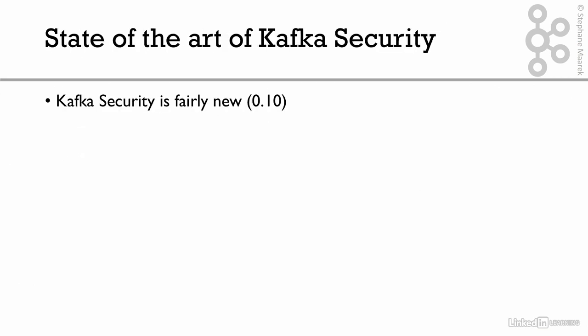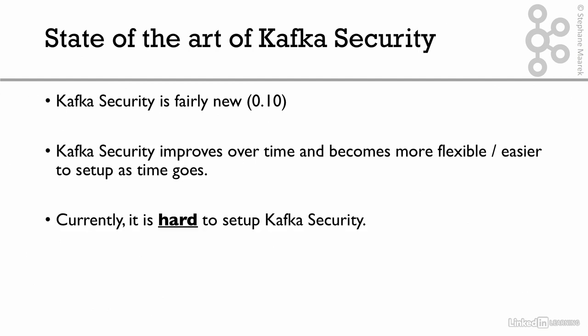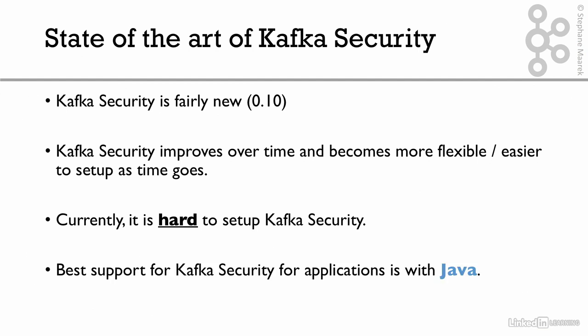So Kafka security is fairly new, but it's been out there for a while, maybe 2 years, 3 years, and it's evolving very quickly. It improves over time so that the setup is easier and it becomes more flexible. But currently, I think it's hard to set up Kafka security. If you go look at the documentation, I would say good luck. The best support for Kafka security for applications is Java. But again, this has improved a lot. And now I think Python, Go, C++, C#, all these languages have good support for Kafka security.